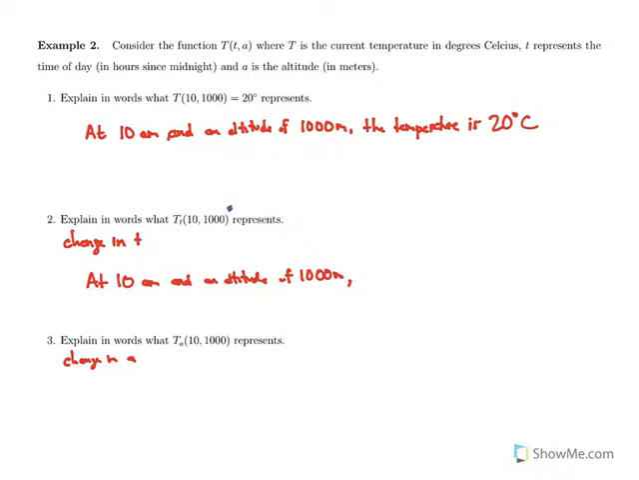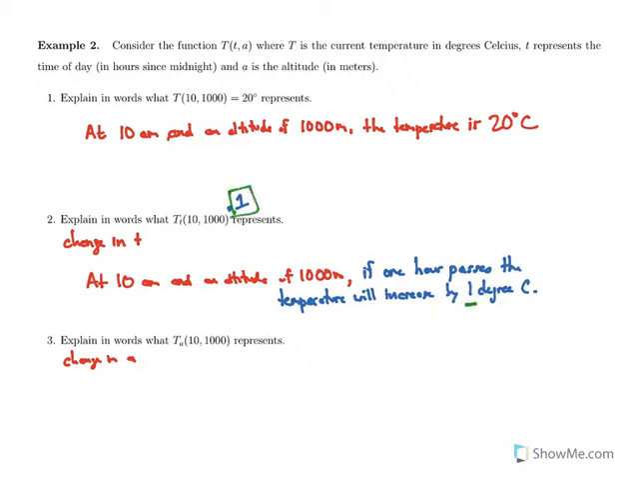So it might be easier to say this, let's just say this is equal to positive 1. So what this says is at 10 a.m. at an altitude of 1,000 meters, if 1 hour passes, the temperature will increase by 1 degree Celsius. That 1 right there is equal to the 1 right there. This is saying that if we look at a change of one unit of t, 1 hour passing, it should give us a change of 1 degree Celsius.